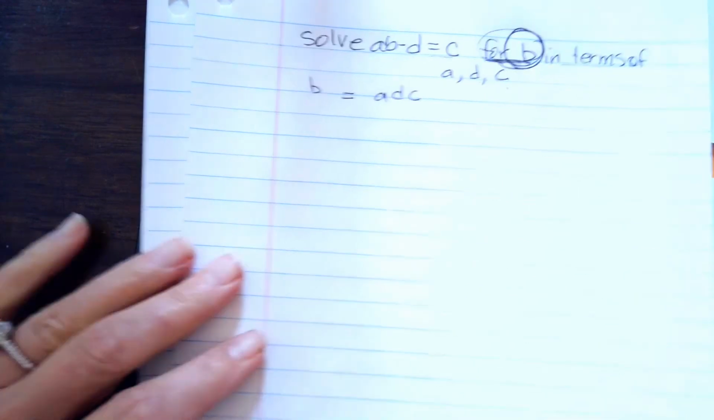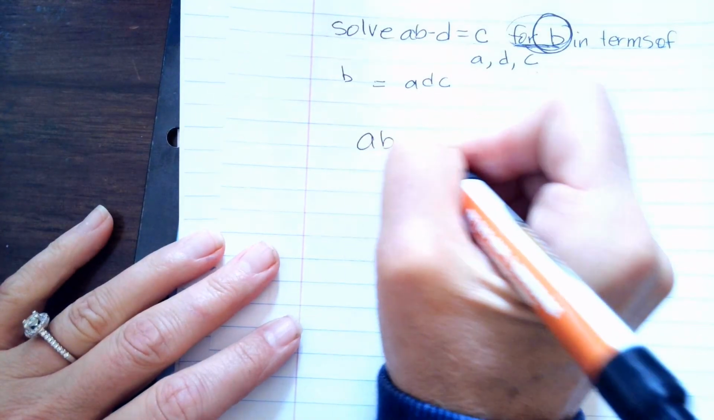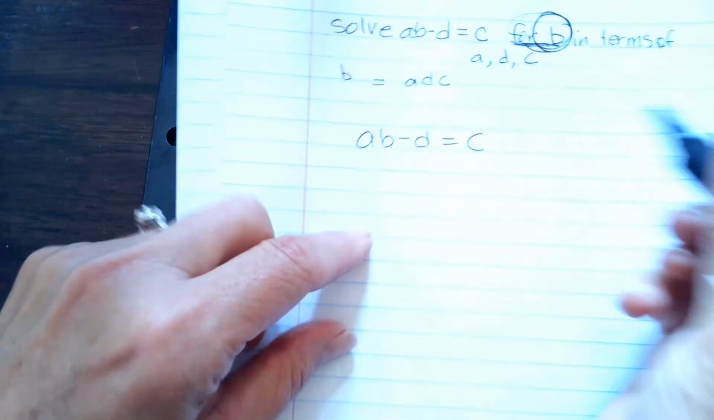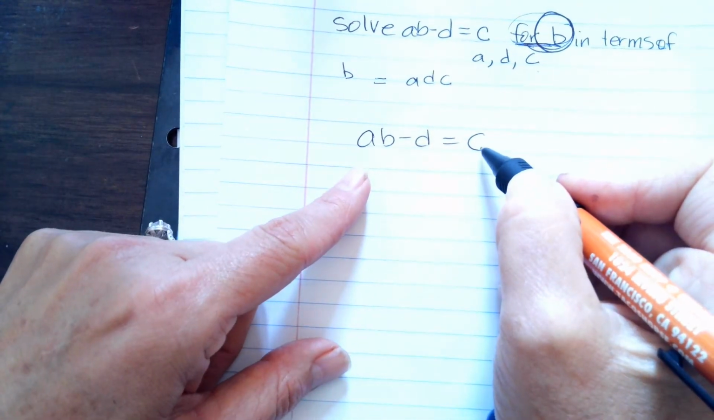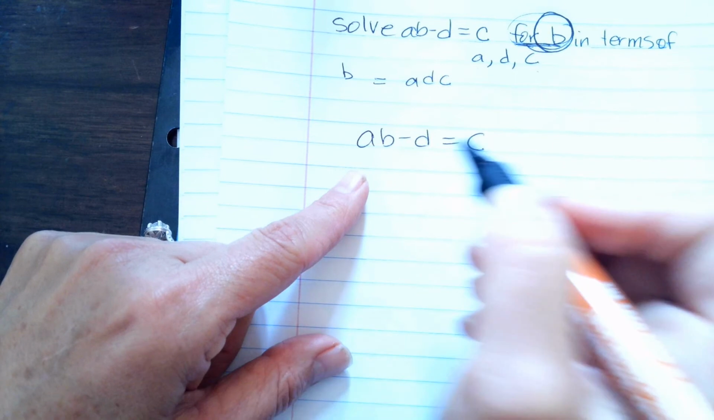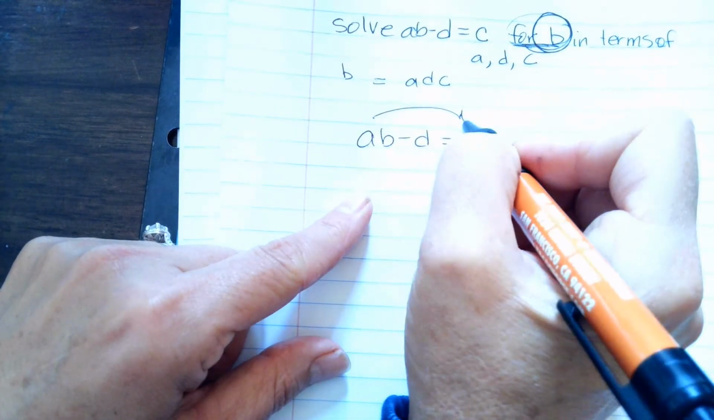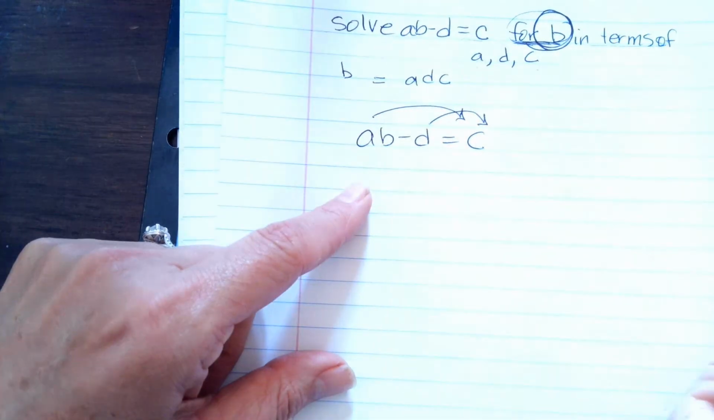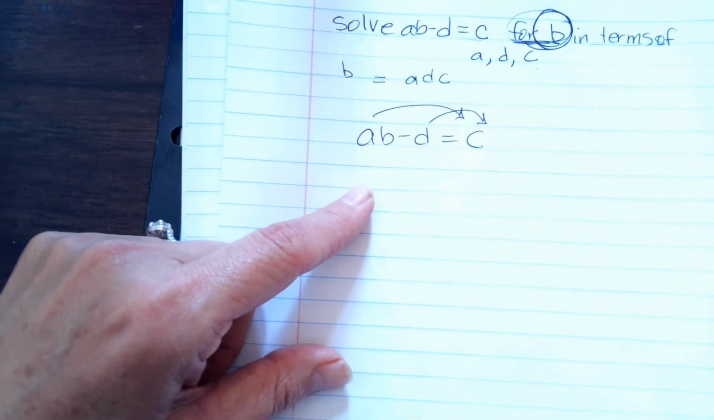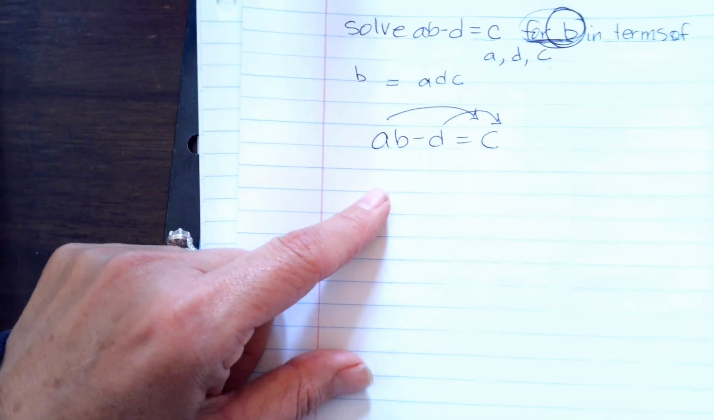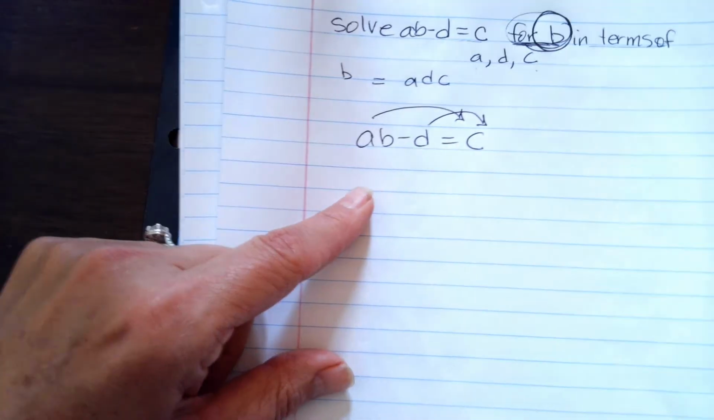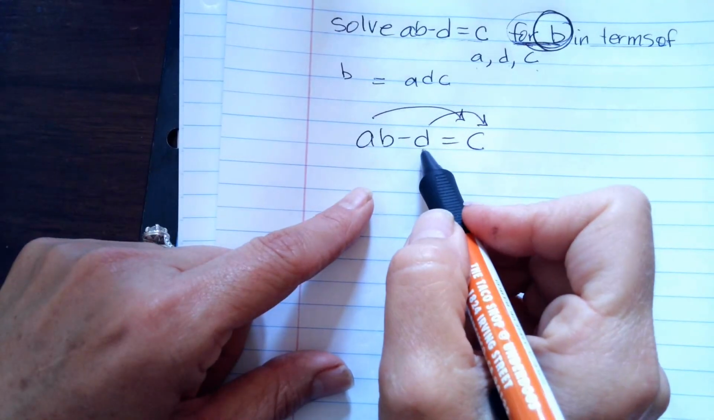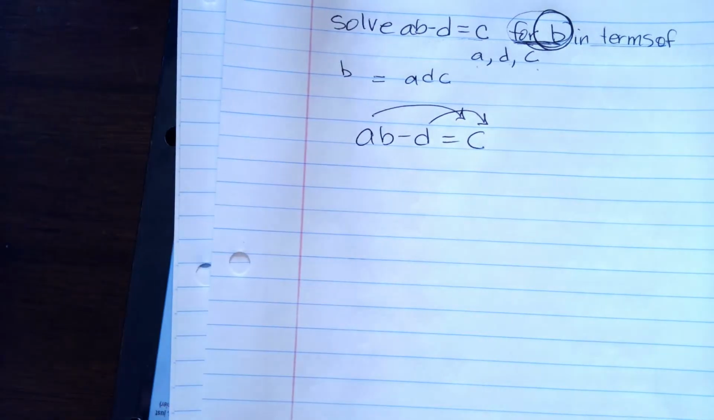Okay, so let's start with our problem. And right now we have C over here. So our goal is to get A over here and D over here, because we already have B here, so I'm not going to switch it. Does that make sense to you? Okay, so to get D over here, they're subtracting D, so what do I have to do? You have to add. Good.